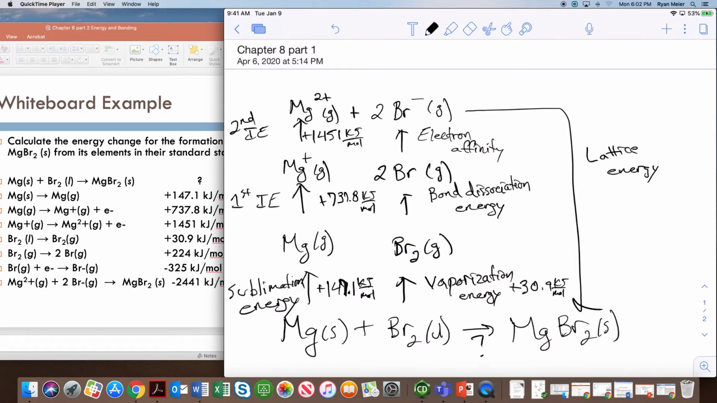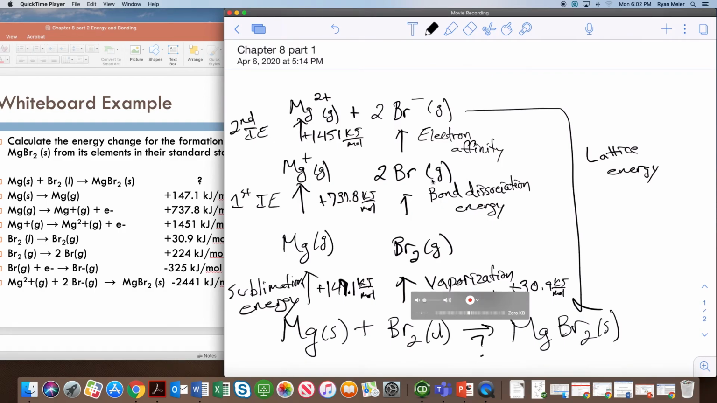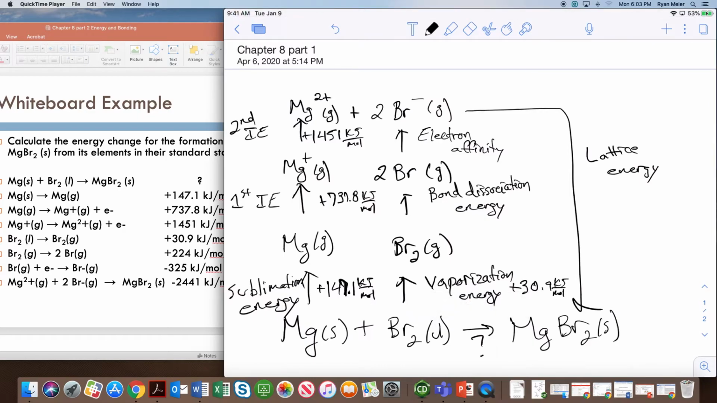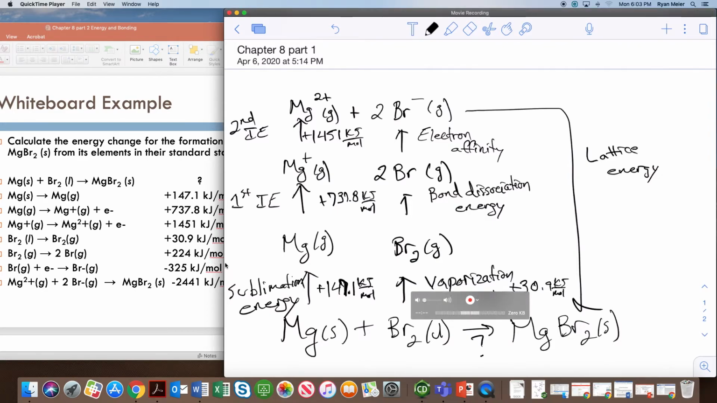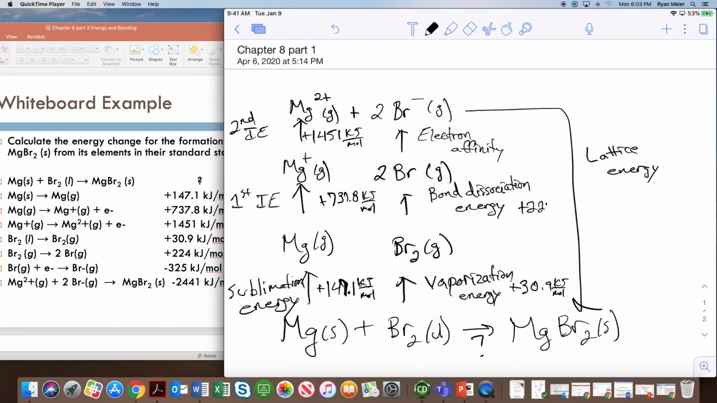And then we have a bond dissociation energy as our next step. Bond dissociations are also always going to be positive because we have to add energy to break any bond. And so here we see Br2 going to 2Br, positive 224 kilojoules per mole.